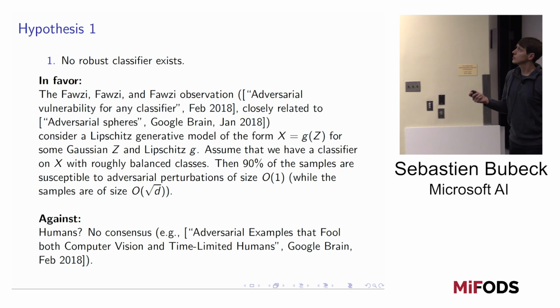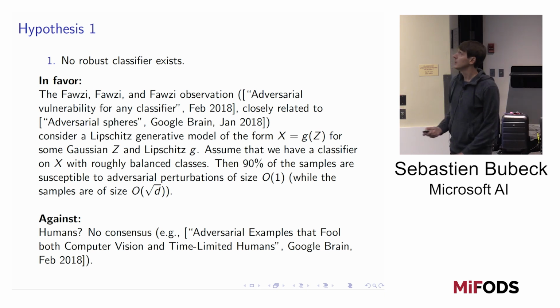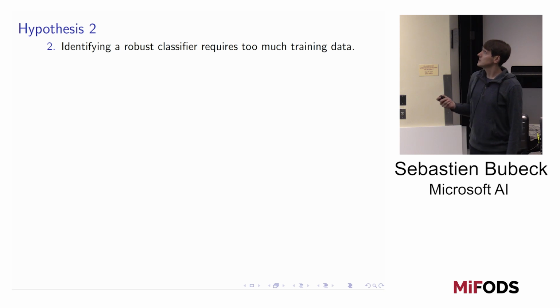OK, so this is it. Just for every hypothesis, it will be like this. There is no clear consensus. We don't know what is the right answer. OK, I'm not going to tell you the answer. I don't know. OK, hypothesis 2.